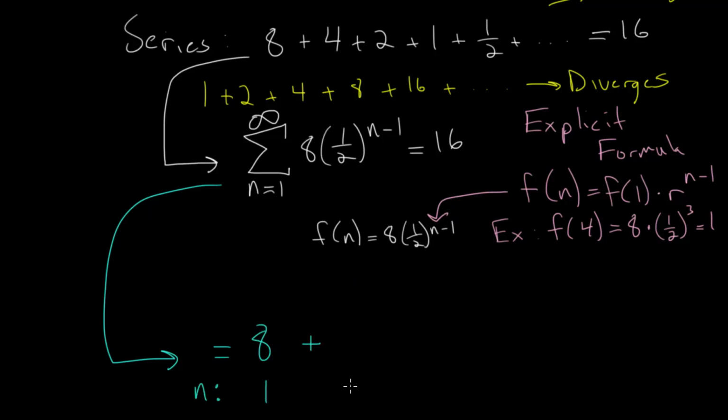So now we can plug in for n equals 2. When you do that, you get 2 minus 1 up here, or just the first power, and 8 times 1/2 is just 4. For n equals 3, again, we're just putting a plus sign between each of these terms here. For n equals 3, we get 3 minus 1, so 1/2 squared, which is a fourth. 8 times a fourth is 2, and we already found when we plug in 4, that's just 1, and so on.